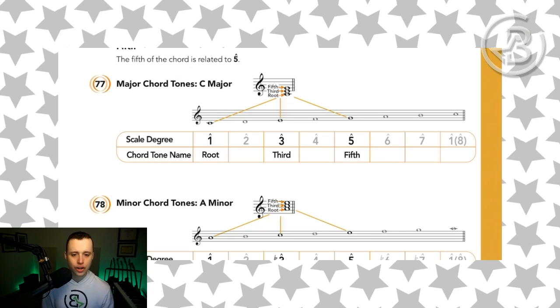In this lesson, you are going to see and understand how the terms root, third, and fifth work in a triad. So we're going to start off by looking at C major. We're going to look at the chord tones. Remember, the chord tones are just quite simply the notes in a chord. And we're going to see how they relate to scale degrees. We're also going to review their names.